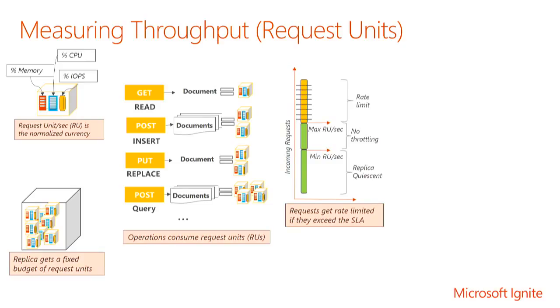The model here is a convenient model for you to provision throughput. So instead of thinking of how many gigabytes, how much CPU, how much memory or I/O I need, I can think of it this way: if I know that I need to do 1,000 writes per second, and each of them costs 5 request units, I do 1,000 times 5 and provision 5,000 request units.